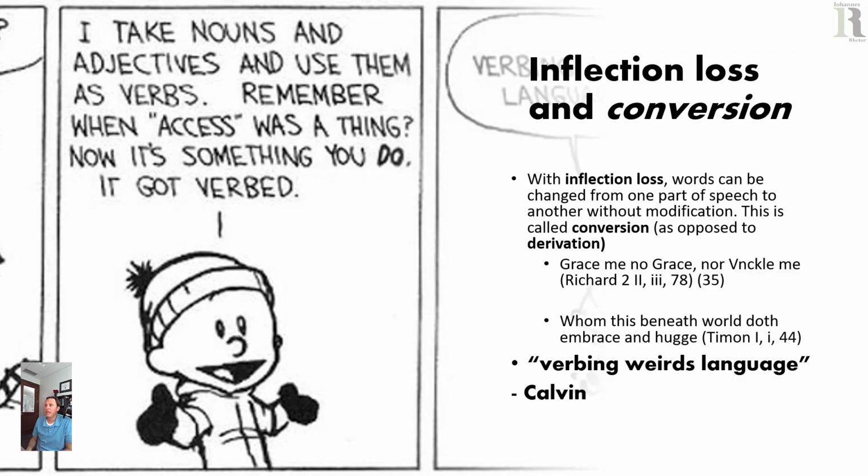Finally, let's talk about inflection loss. A lot of these things that we talked about, losing eth and est, and losing subjunctive forms of verbs in the early modern English period, which had actually pretty much dropped out during the Middle English period. When we don't have words changing to indicate their role in a sentence, they can undergo much more easily the process of conversion, where a word can be changed from one part of speech to another without modification. This is called conversion as opposed to derivation.